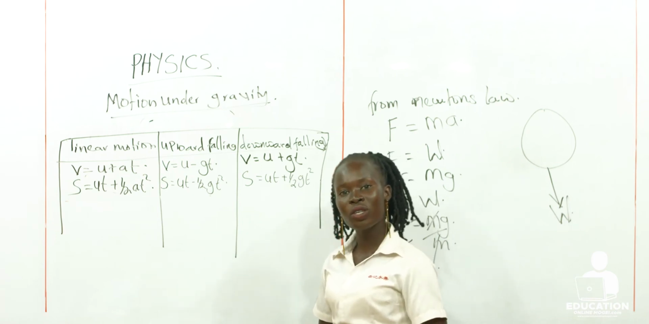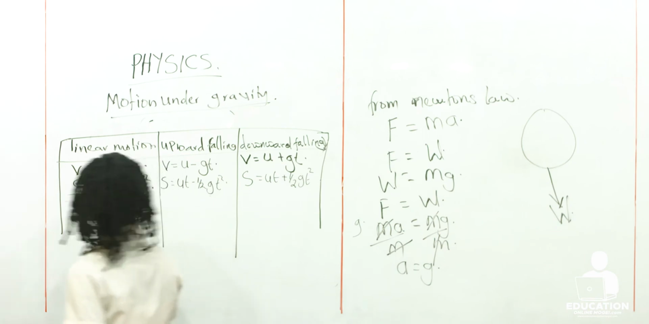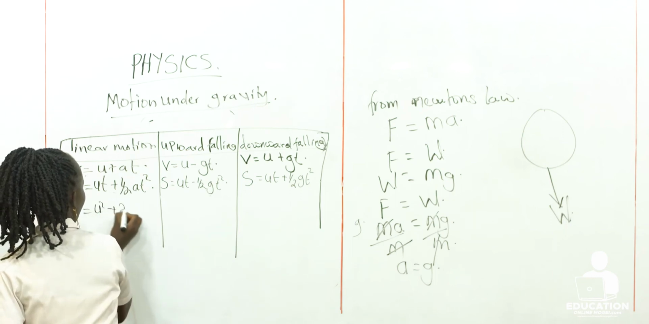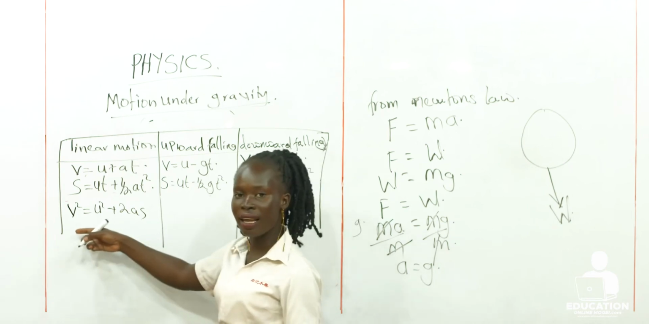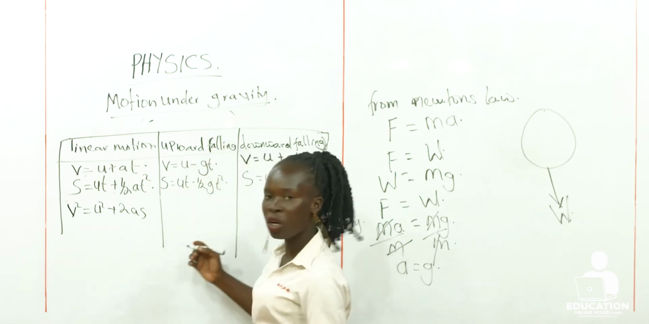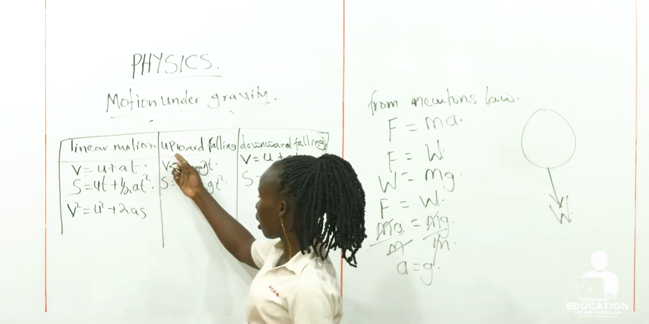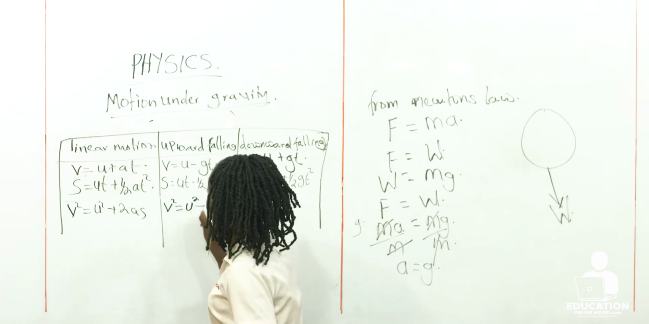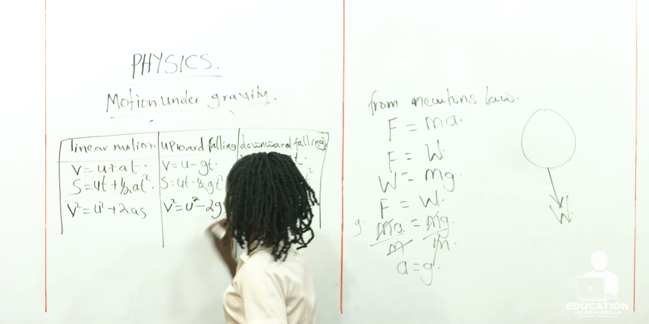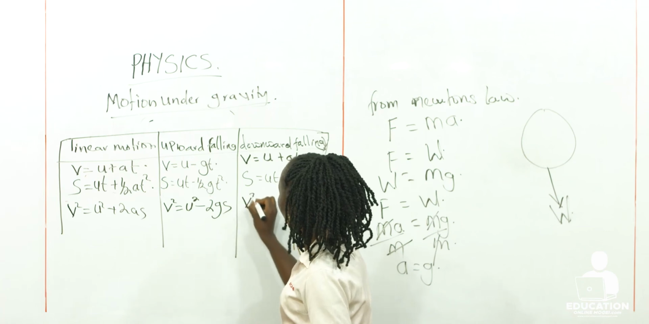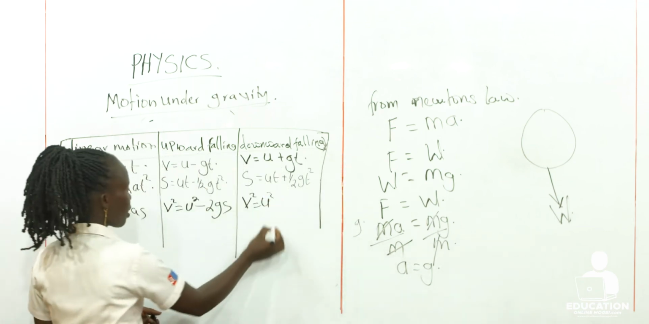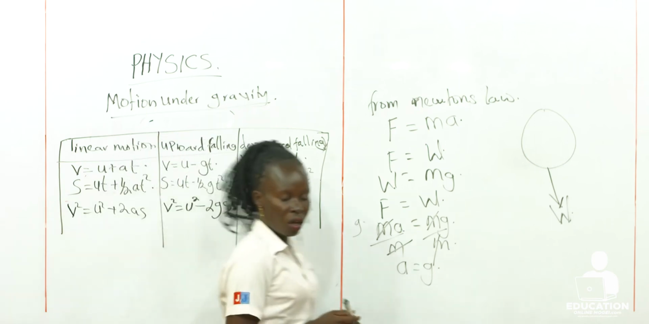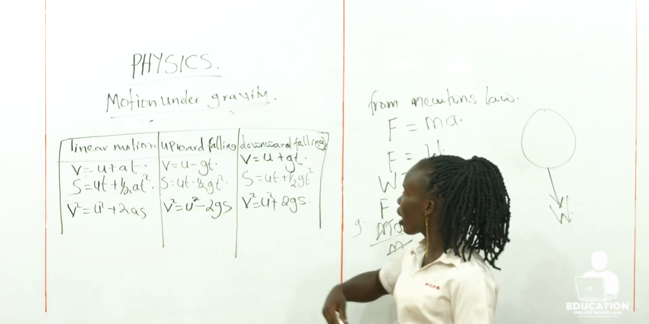Let's look at our last equation of motion and how we shall have it for free falling objects. We have v squared = u squared + 2as. That is for our motion on a straight line. Now for a free falling object moving upward, we shall have v squared = u squared - 2gs, and for downward, v squared = u squared + 2gs. We are having these two differences because you can check on the heading alone.